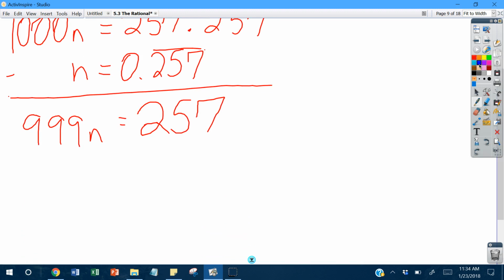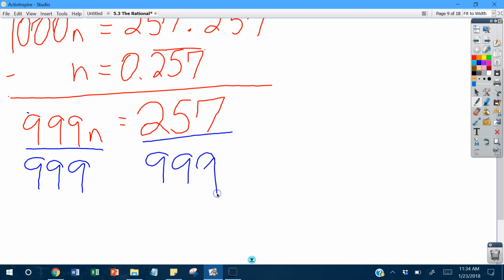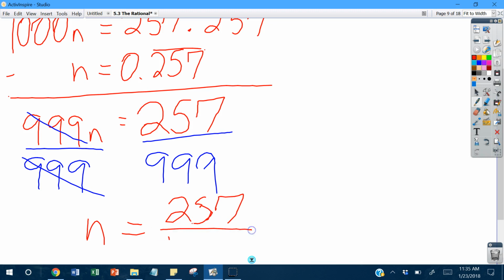Step 4 says divide by this 999. This is just how we solve any one-step equation, is this cancels, and I end up with n is equal to 257 divided by 999. Wow. Let's try that again. 999.